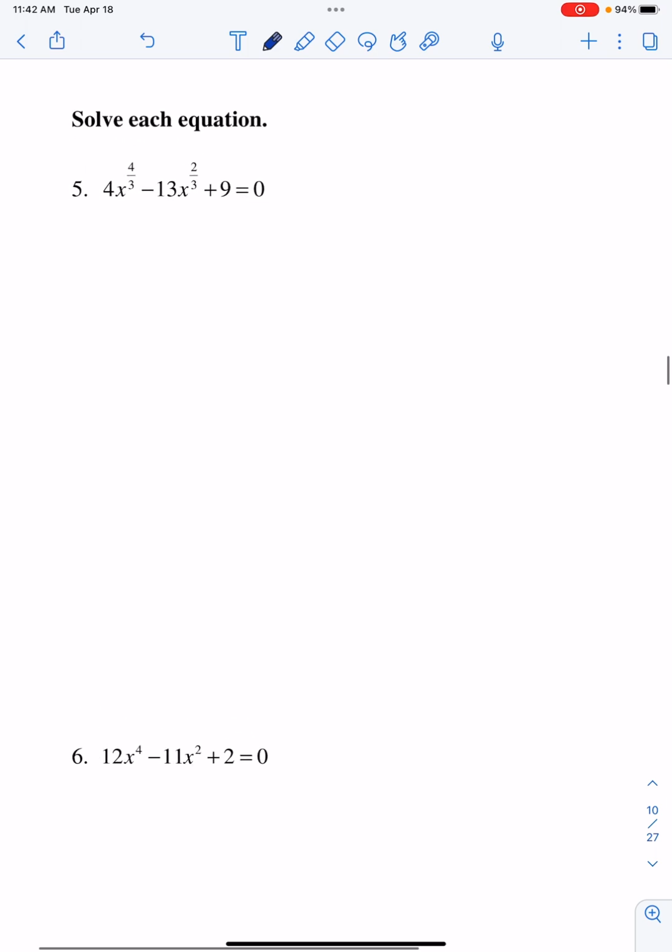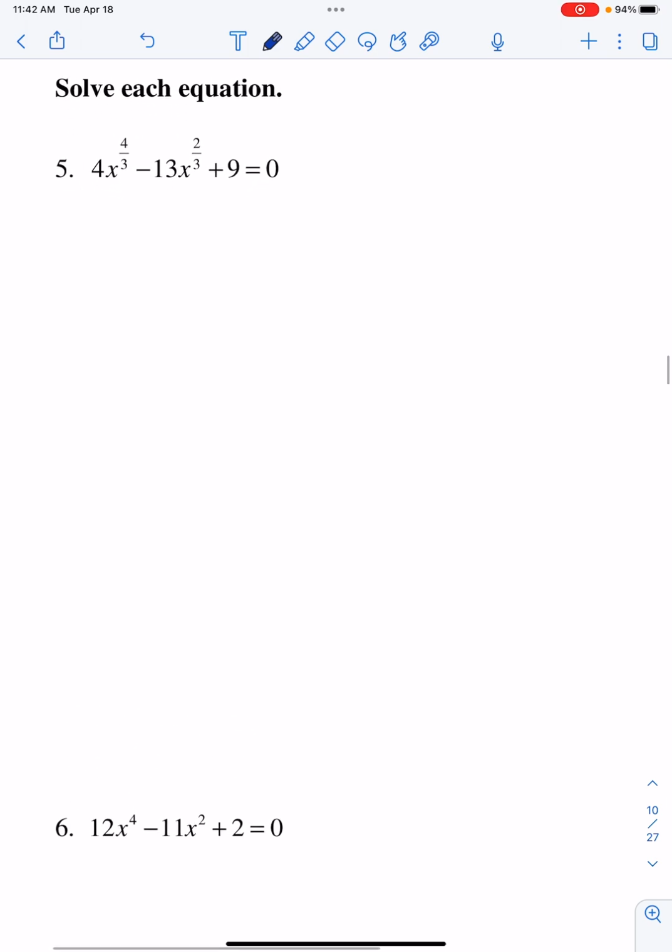All right. Problem 5 is a lot like problem 4. We need to think about how to fix x to the 4/3 to see it with the same x to the 2/3 that's on the middle term. So here's what we're going to do. We're going to say x to the 2/3 squared.